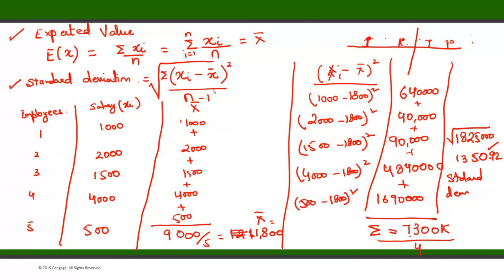Since this is a sample, a very small sample, n minus 1 is used. If this is the standard deviation of the population, we have a slightly different formula. It does not include n minus 1, it has just n. So we divide by the total number of elements in the population, not by n minus 1. So we do divide by n if we are calculating the standard deviation for the population.